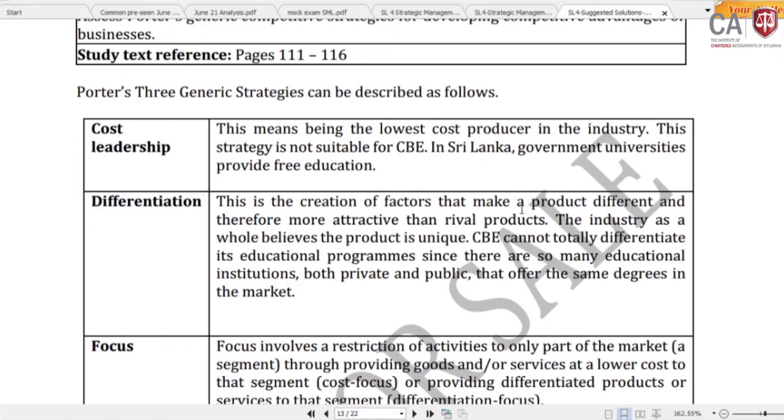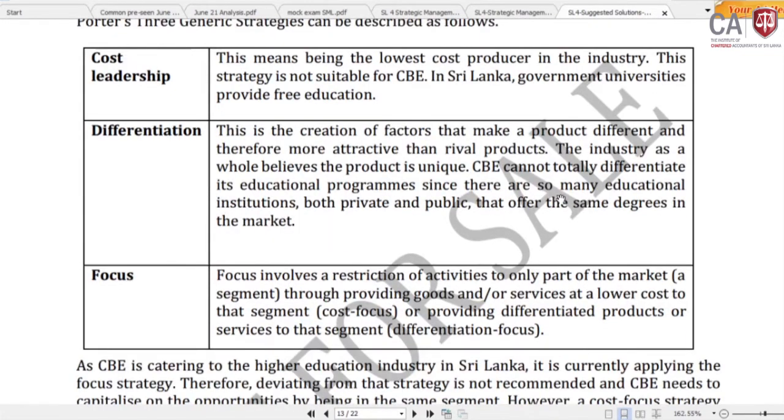Differentiation is the creation of factors that make a product different and therefore more attractive than rival products. The industry as a whole believes the product is unique. CB cannot totally differentiate education programs since there are so many education institutions, both private and public, that offer the same degree in the market. It is not practical to differentiate since there are so many similar programs available.